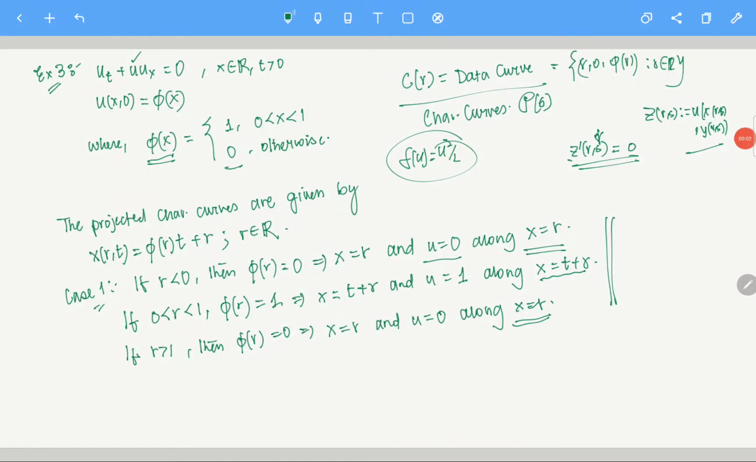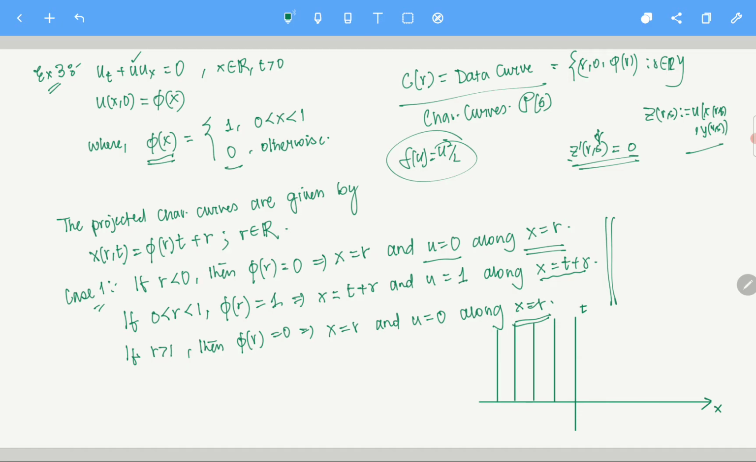So now let us draw the projected characteristic curves. This is your x, this is your t, and x negative. So basically this r is varying along this line, right? When r is negative, x equals r. So essentially it will look like this, no? The projected characteristic will look like this, x equals r.